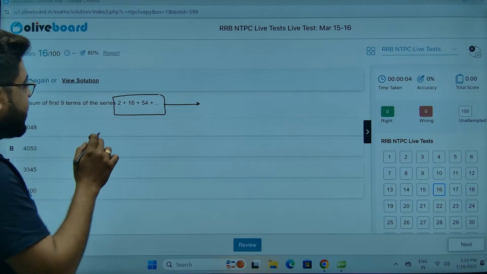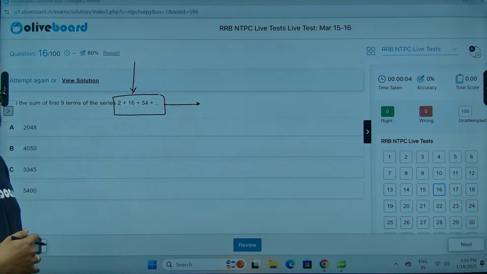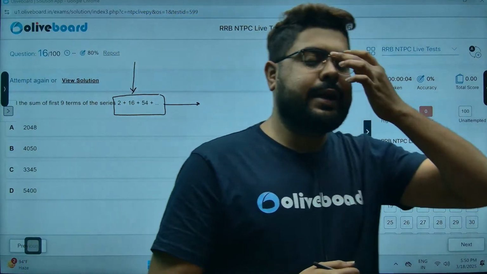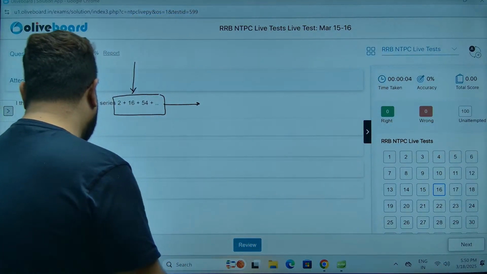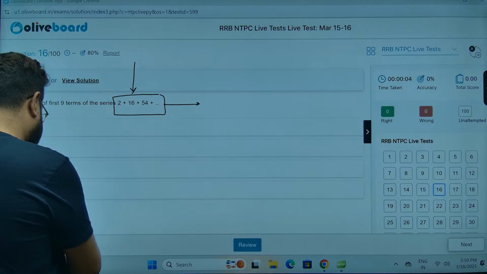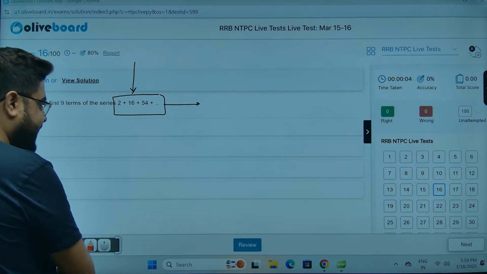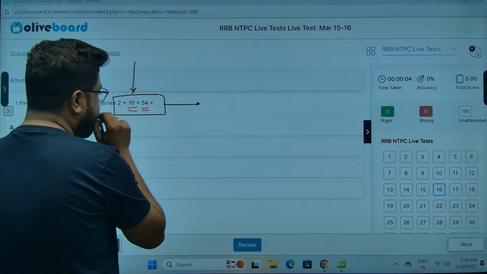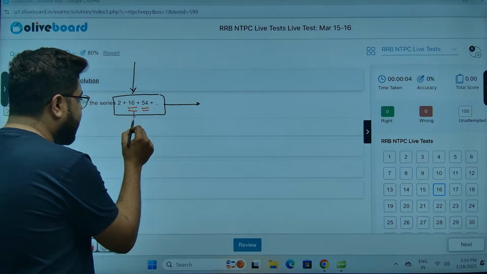Now, please understand, if you want to be good in this particular chapter, sequence and series, you have to first love numbers. You have to find a way to love numbers. Loving numbers is very, very important. So let's see how we can love numbers. 16, 54, just looking at this, I am getting one feeling.